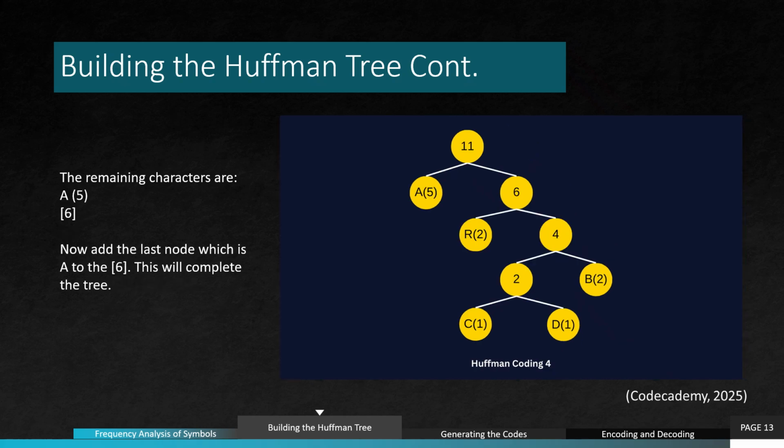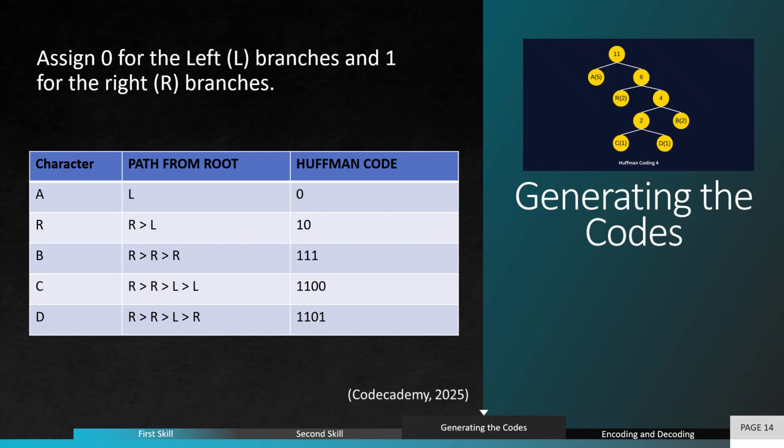Now, the last character remaining is A5, along with the total of 6 that we got from the previous characters. We will add A5 to the left and add that to 6, which gives us 11. And that will be the last node of this tree. Now begin generating the codes.